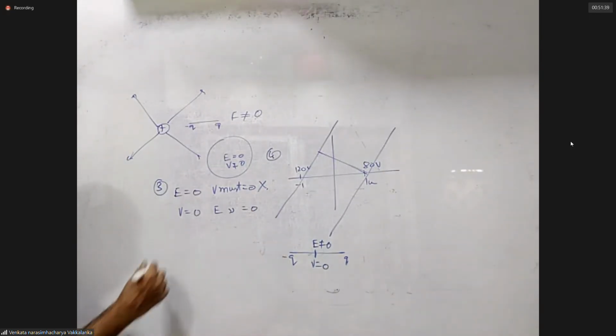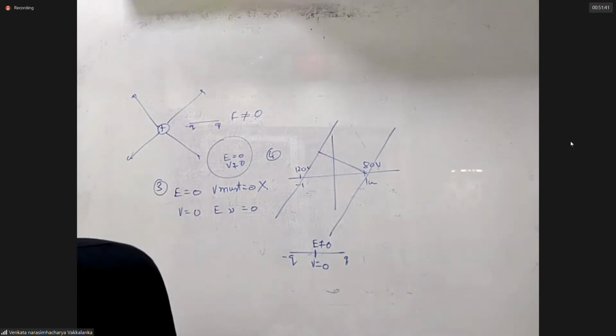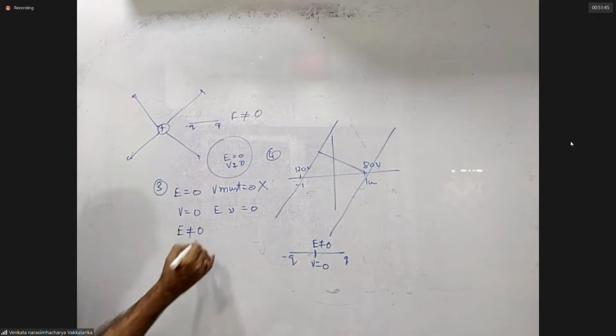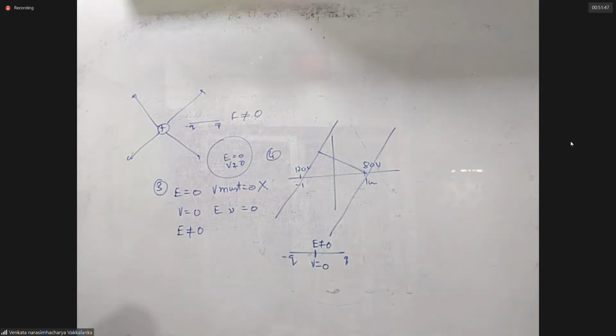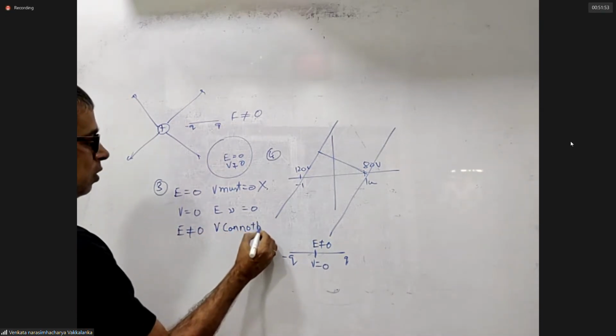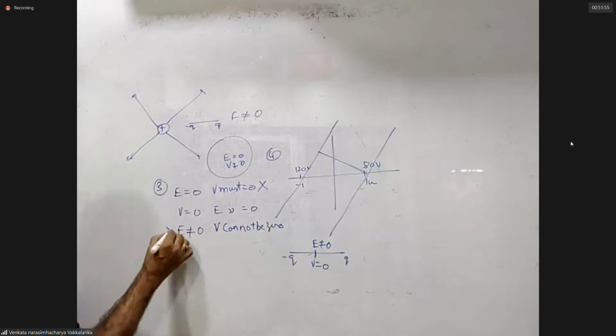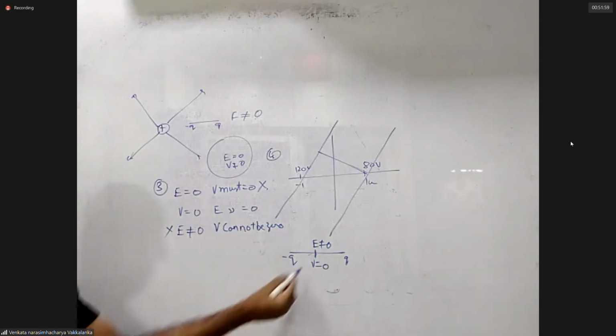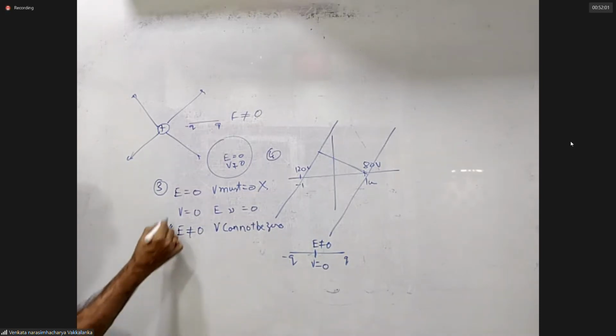Third, if field is not equal to 0, then potential cannot be 0. This is also wrong. Here the field is not 0 but the potential is 0. Same example. He's playing with words.